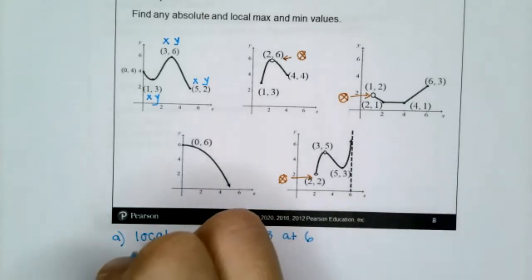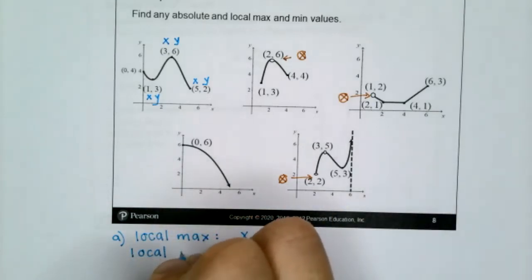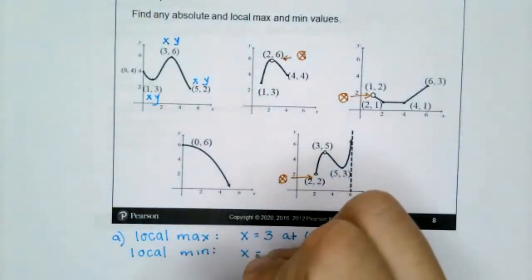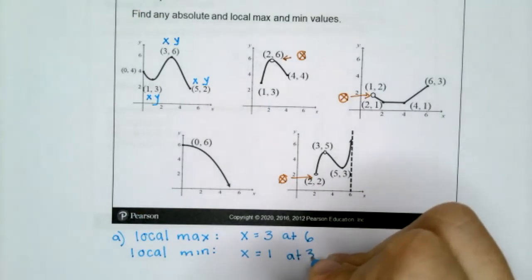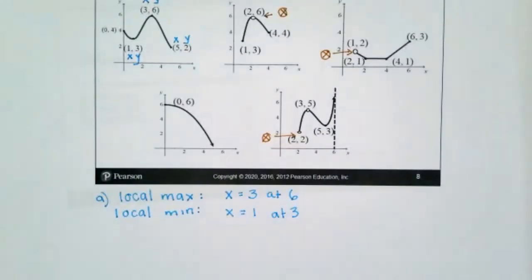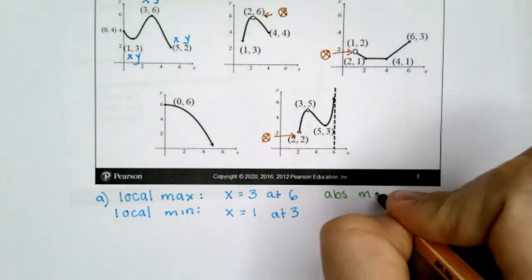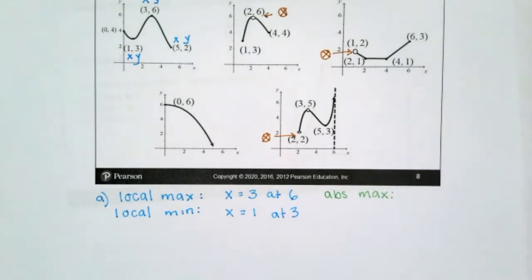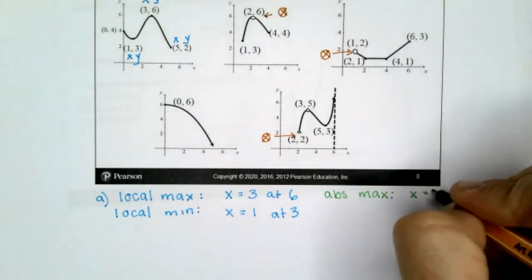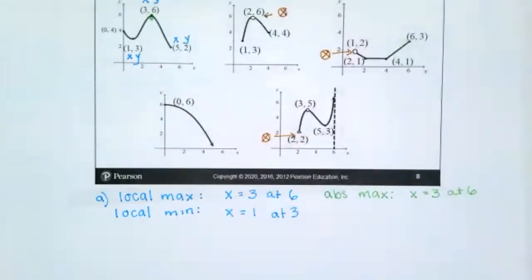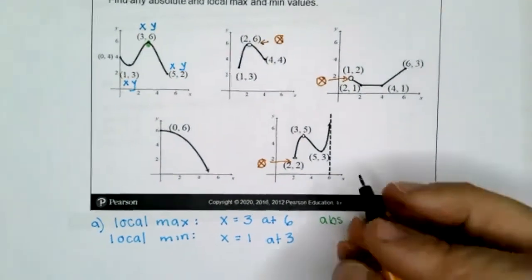Okay. Local minimum. Is there anywhere it goes down and comes back up? Yes. X equals 1 at 3. Now, absolute maximum, the highest point on the graph. It could be your local max or it could be somewhere else. It's the same. X is 3 at 6 because that's the highest point on the graph. And there's only going to be 1.